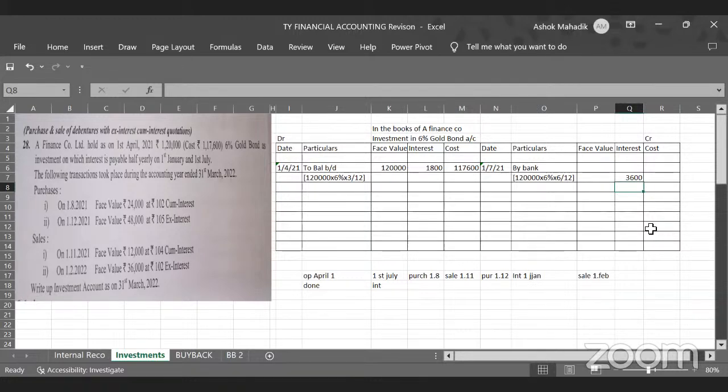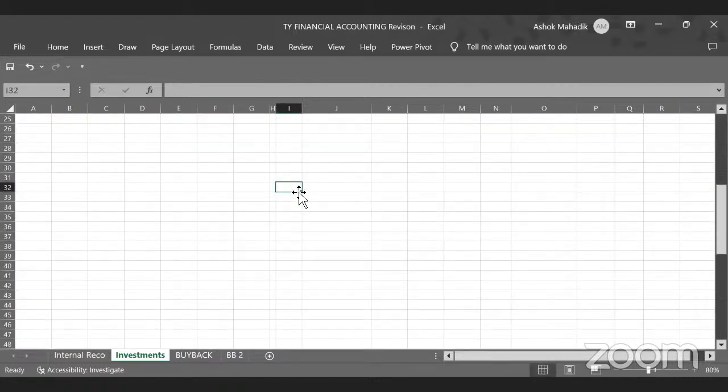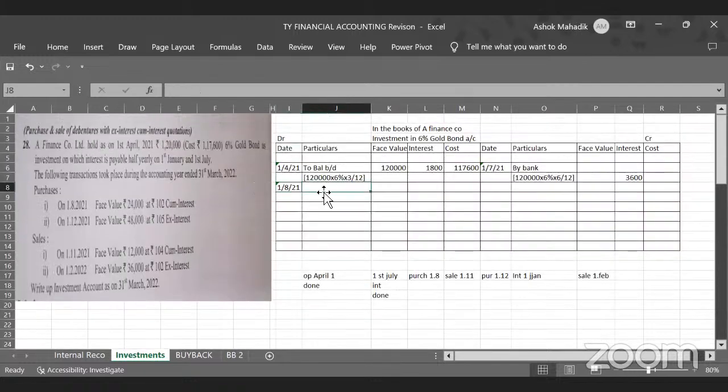Now look at the timeline. What next? Purchase on 1st August. Whenever you buy investment, the entry is investment to bank. So in the investment account, you will write to bank, on 1st August 21, to bank.